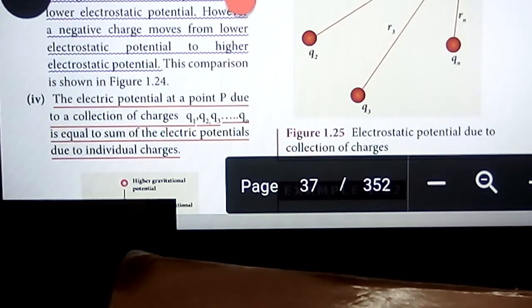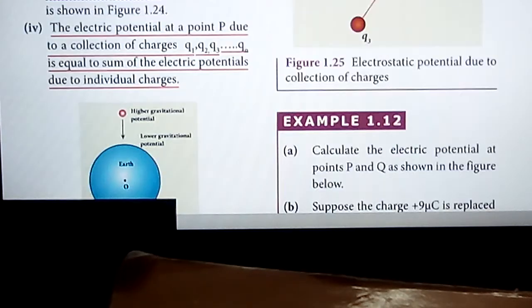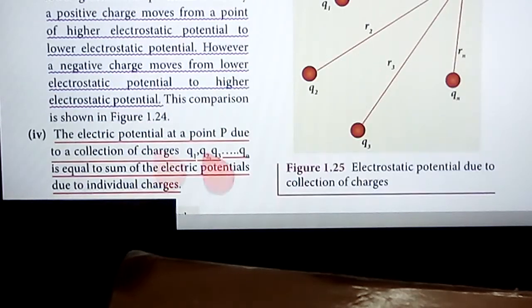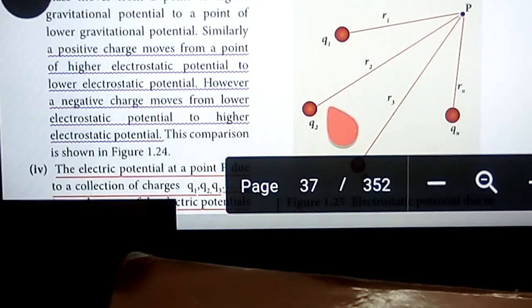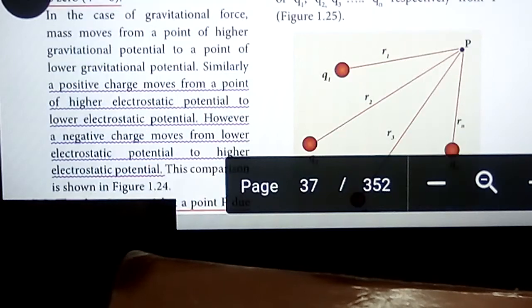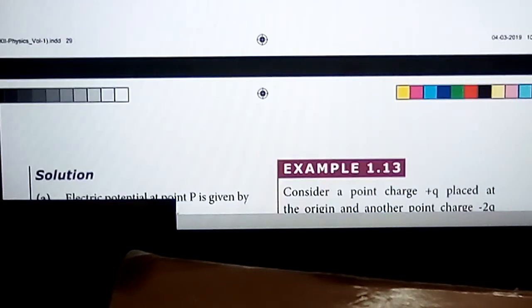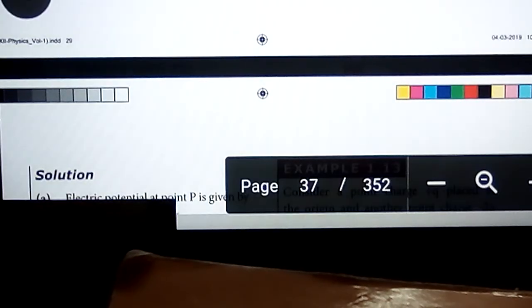So you can consider these charges, that is Q1, Q2, Q3 etc., separated by the distances R1, R2 and R3. So these are the charges Q1, Q2, Q3, Qn. They are separated from the point P by the distances R1, R2, R3 and Rn. So for this, the total electric potential due to a collection of charges is given by this expression, V total. So that's the thing that you should remember about the electric potential due to a number of point charges.